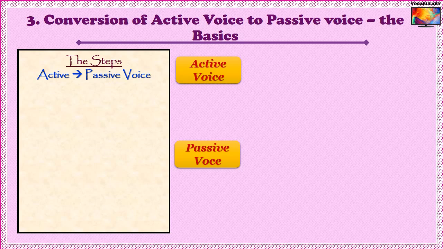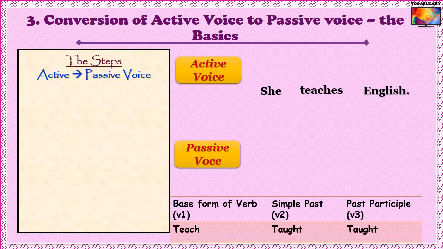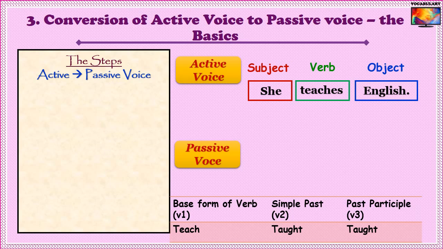Now let's discuss the most important part. How to convert an active voice sentence into passive voice. First, let's take an example. She teaches English. The subject here is she. The verb is teaches and the object is English, which is an answer to the question "teaches what?" The passive voice for this sentence looks like: English is taught by her.